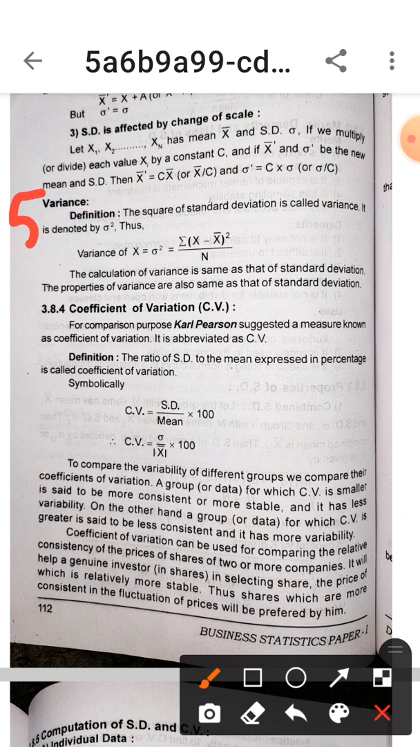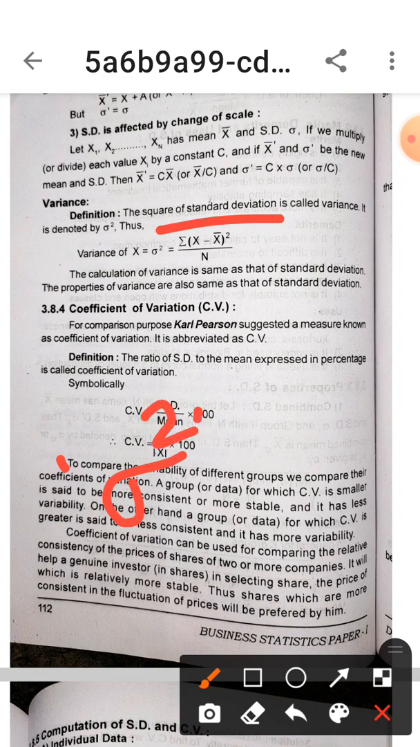Therefore, we will see it together, the standard deviation and variance. Okay, variance is a square of standard deviation. The square of standard deviation is called as variance, and it is denoted by sigma square. Sigma is notation of SD, and what is the meaning of SD? Variance is a square of standard deviation. Therefore, variance is equal to sigma square.